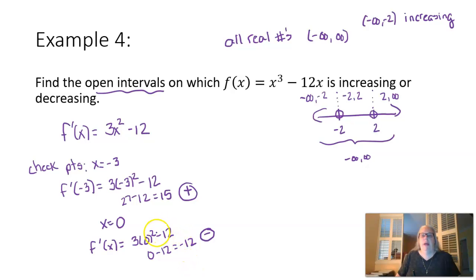And so by my increasing-decreasing test, if that first derivative is negative, that means everything in the interval from negative 2 to positive 2, we're going to be decreasing. The function's going to be decreasing.